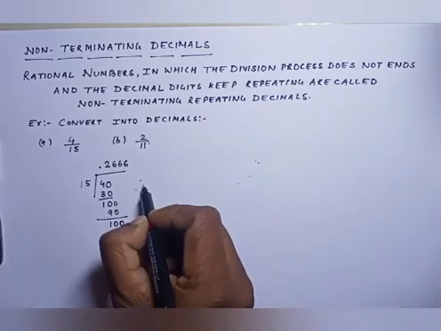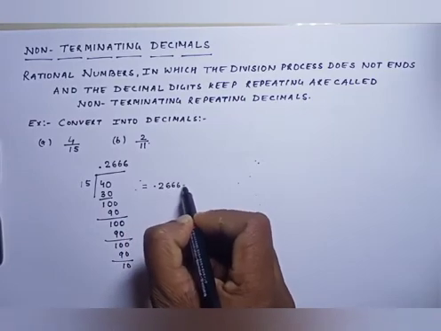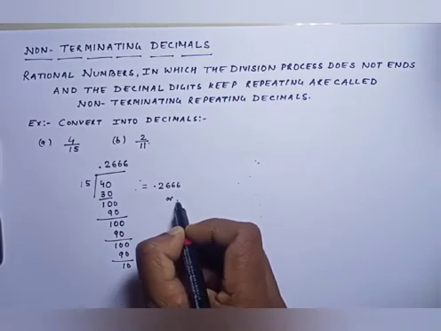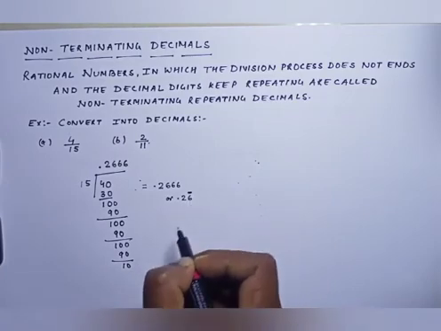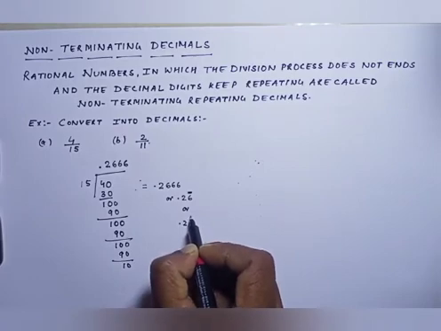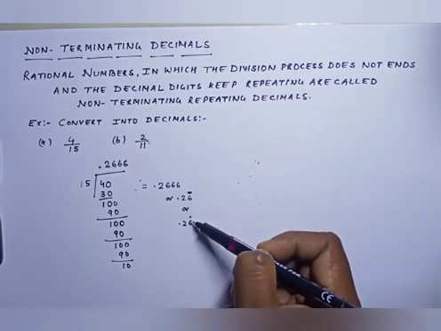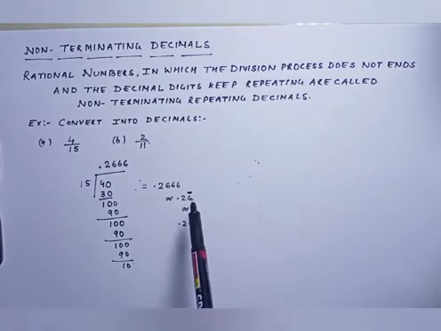So it can be written as 0.2666 or it can be written as 0.26 with a bar above 6, or above 6 we are going to put a dot. This bar or dot indicates that the number 6 is repeating again and again.